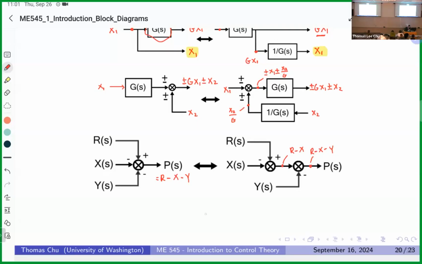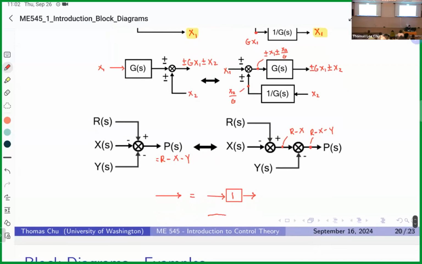One other thing to note, and maybe I should update this for future slides. This signal here is also equal to that. You could just put a 1 there. The reason you can do that is because then I can put a -1, and then I can put a minus sign right here. Same signal.